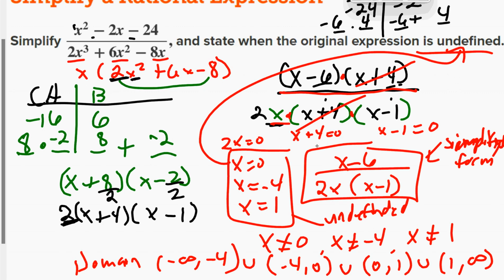But to simplify it, if it's quadratic, we just factor it using CAB. If it's not quadratic, we look for the greatest common factor first, and then maybe it's CAB. And then we can set our factors to 0 on the bottom to find out where it can't be. And then we just cross out common factors to simplify it.